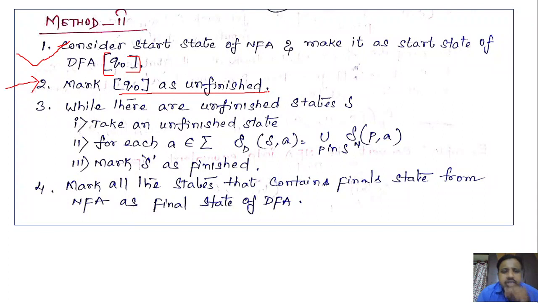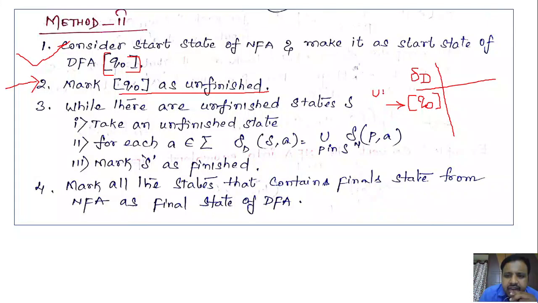So initially we select the starting state, and then we consider that start state as unfinished. Here we have to construct the table. What is that table? It is the transition table of the DFA. Initially we will start with Q naught in the DFA, and mark it as unfinished.